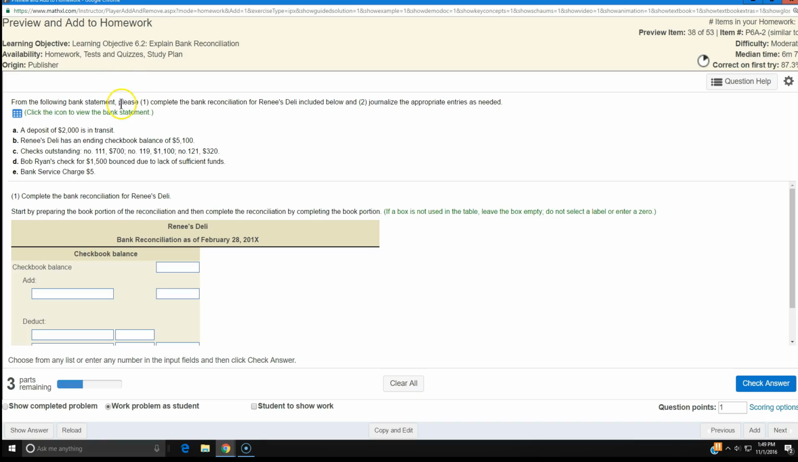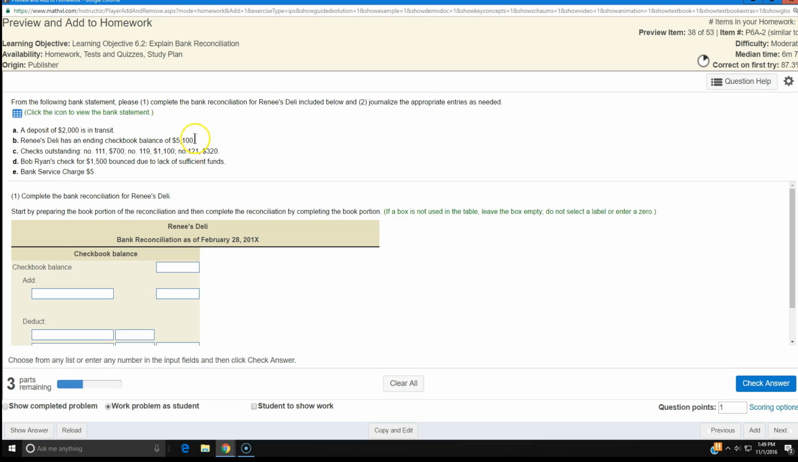Hi people, this is for your problem 6A2, which is very, very similar. If I make mistakes going along, just bear with me. In order to get the balances per the book and per the bank statement, you have to do just a tiny bit of digging.